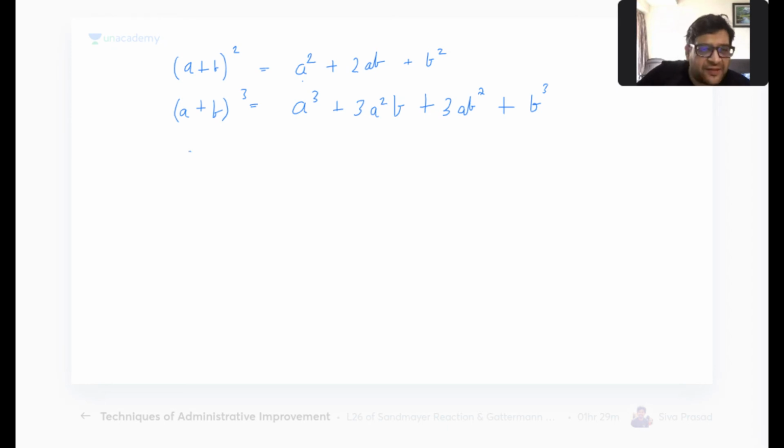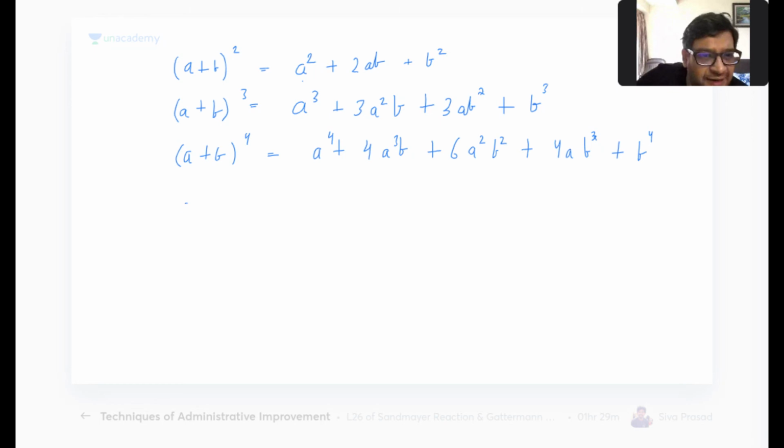Now, probably very, very few people will remember a plus b to the power of 4. But the idea is you don't need to remember it. So let me tell you how I will calculate it. It will be a to the power 4 plus 4 a cube b plus 6 a square b square plus 4 ab cube. Exactly, Siddharth. That's where I'm getting at. That's what I'm trying to explain. Plus b to the power of 4.